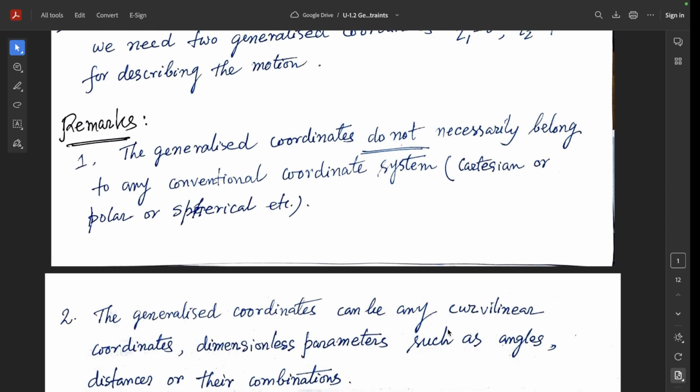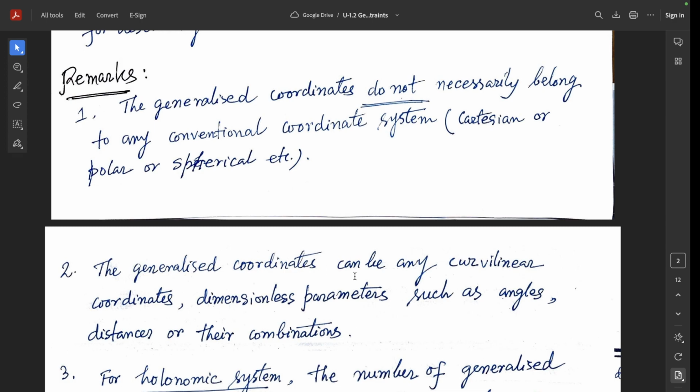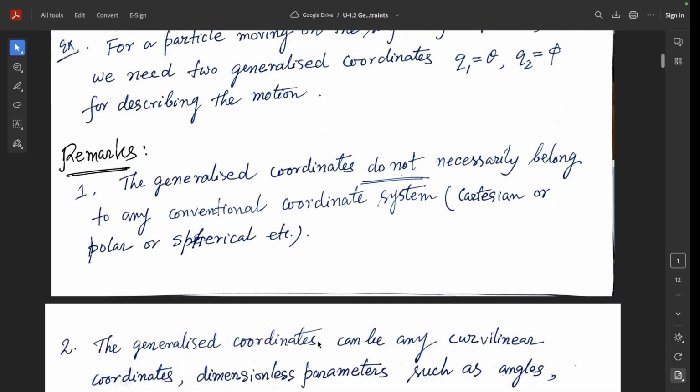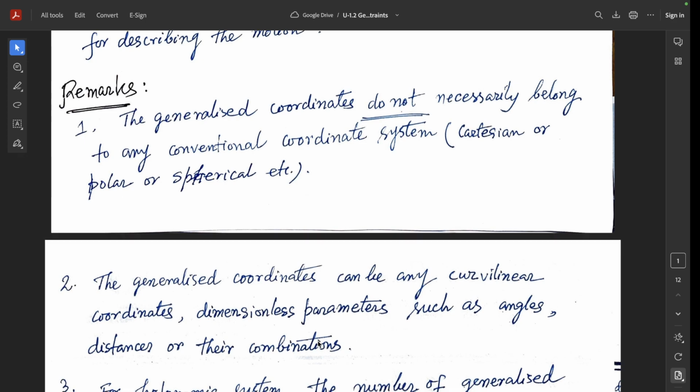Some important remarks about generalized coordinates. First, the generalized coordinates do not necessarily belong to any conventional coordinate system like Cartesian coordinate system, polar coordinate system, or spherical coordinate system, etc. Number two, the generalized coordinates can be any curvilinear coordinates, dimensionless parameters such as angles, distance, or their combinations. So these q1 and q2 up to qn may be, say, angles or distance or other dimensionless parameters.